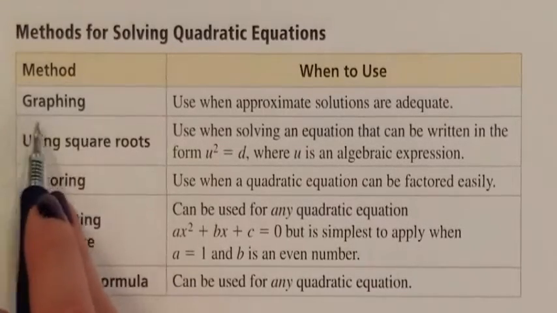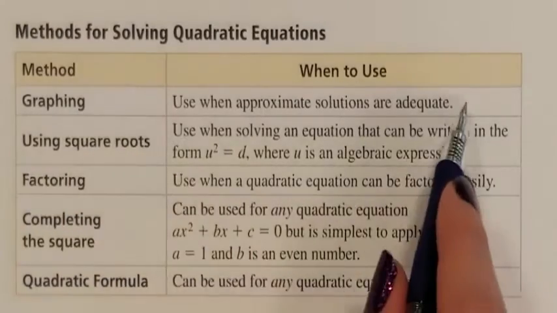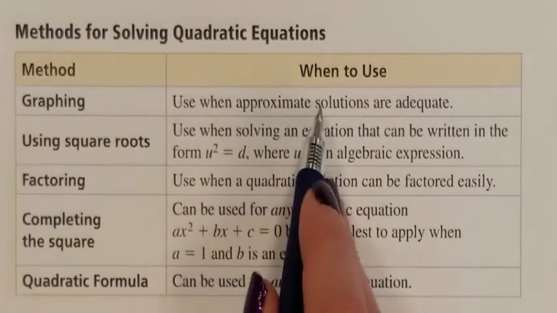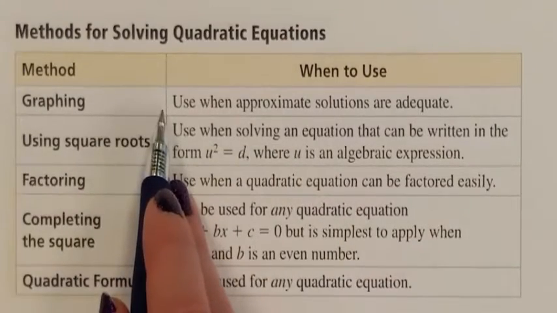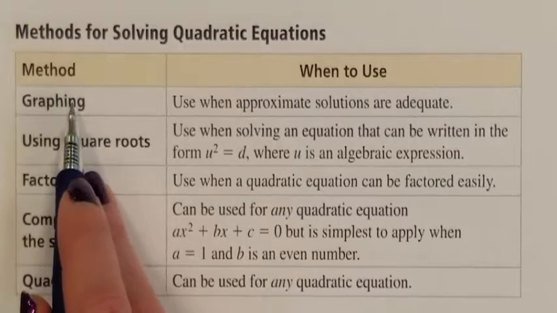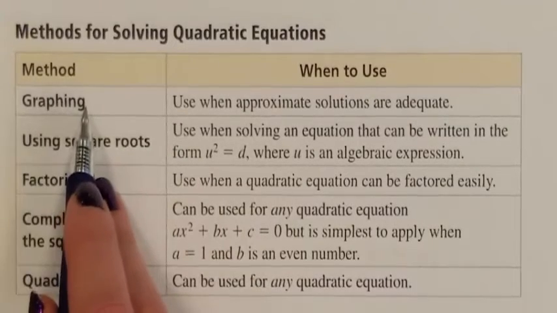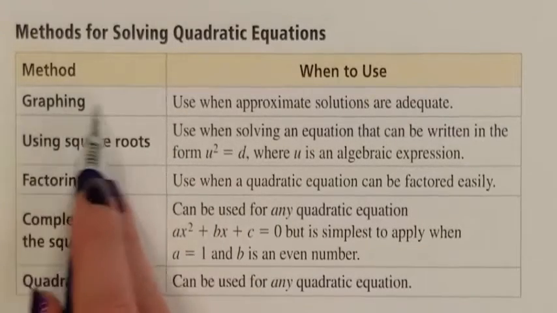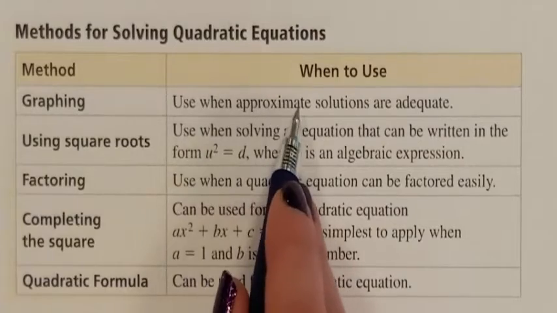When would you use the graphing method? I would only use the graphing method to get an approximate answer, unless you're able to use a graphing calculator. The graphing calculator will give you exactly where it crosses the x-axis. But not every problem is easy to graph, so graphing is usually good just for approximates.